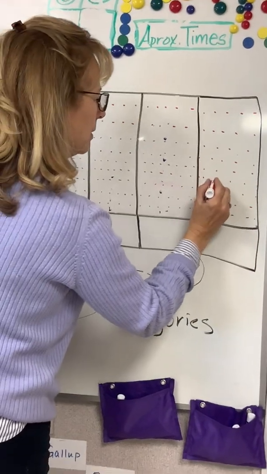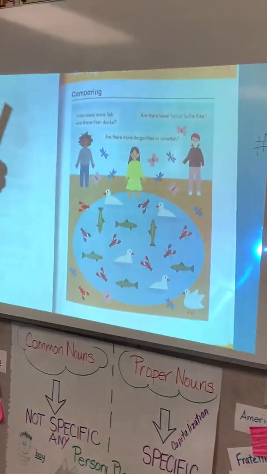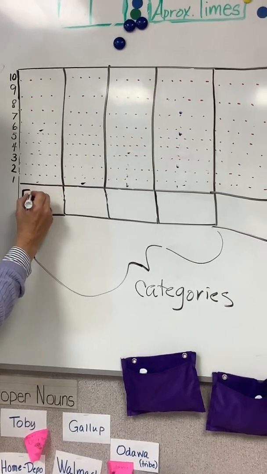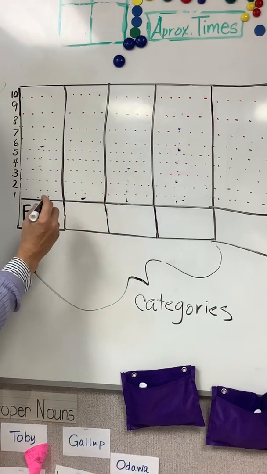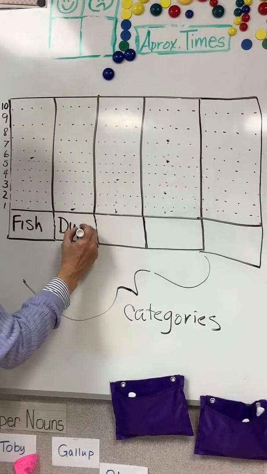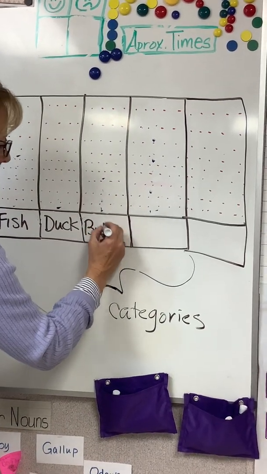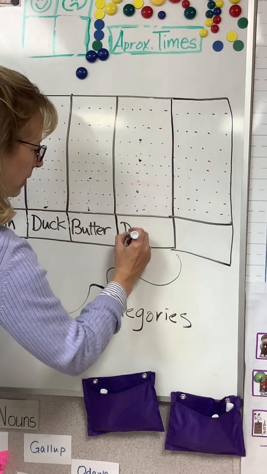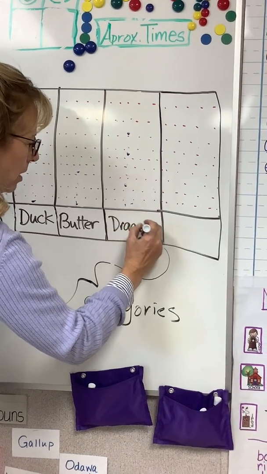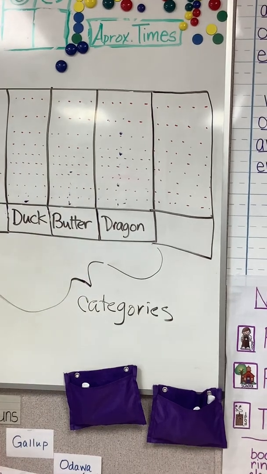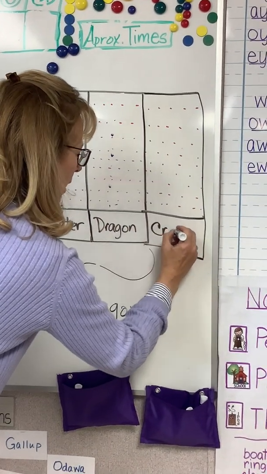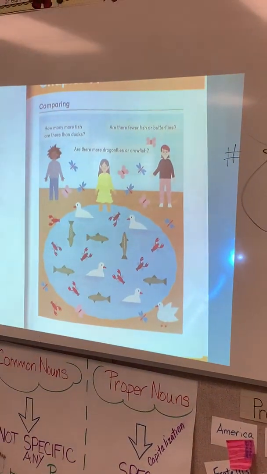Okay, this guy's a little too high, this guy needs a little one there. All right, let's see. Our first category is going to be fish. And then we have ducks. Then we have butterflies, and I'm just going to write butter because it's not all going to fit. And dragon for dragonflies. And the other thing we have is crawfish. And I'm just going to write craw. Okay? Now the rest is easy, isn't it?